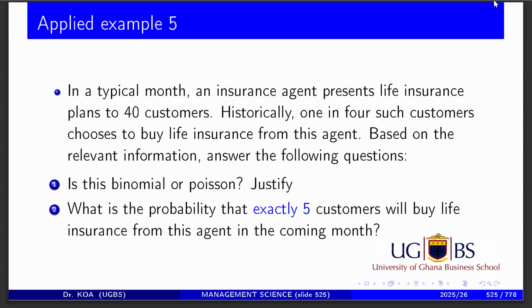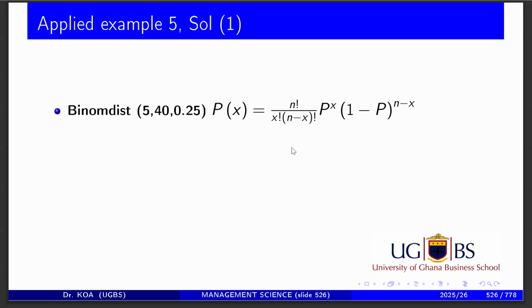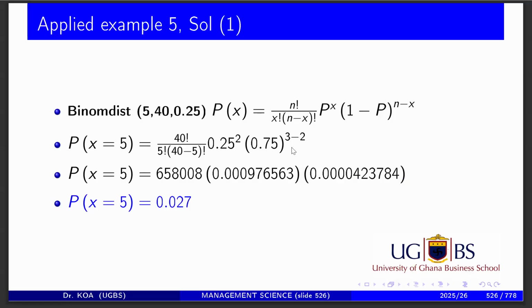Yes, Doc. Okay. What is now the probability that exactly 5 will buy? Well, you just substitute 5 for the x, like this. And that will give you a clear answer of 2.7%.